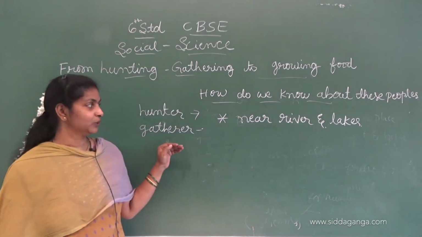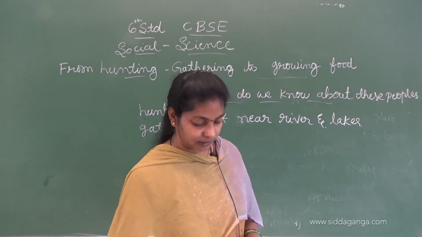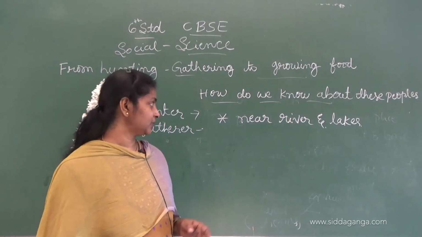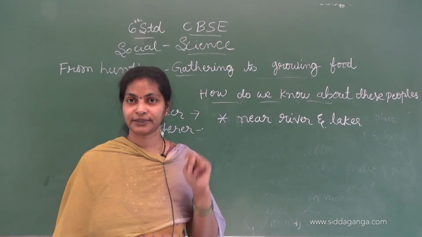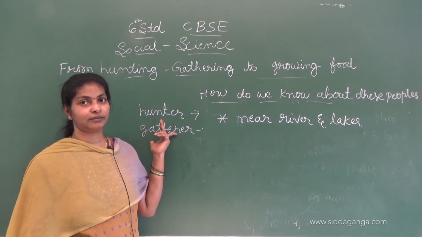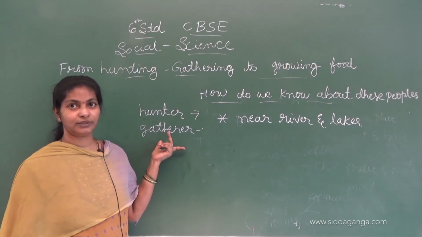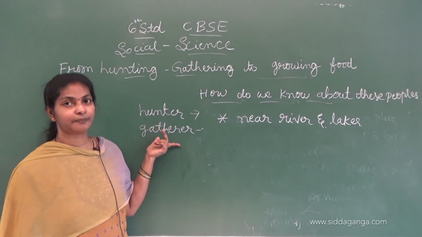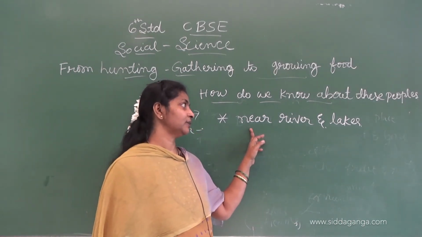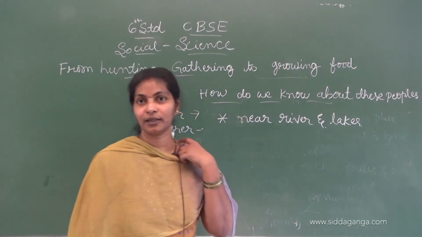Why did they choose these places? There were two intentions. For what purpose did they choose these places? One is that these people want water, isn't it? Why did they want the water? They want the water to survive, to drink. So for that purpose they chose their living places near the rivers and the lakes. This is one reason.